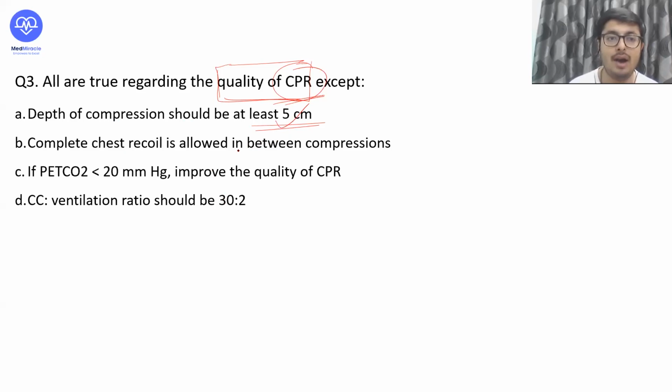It should be hard and fast compression. 5 centimeters should be the depth, right? The sternum should be pushed 5 centimeters. Only then the thrust will reach up to the heart, right? Otherwise it will not reach up to the heart.